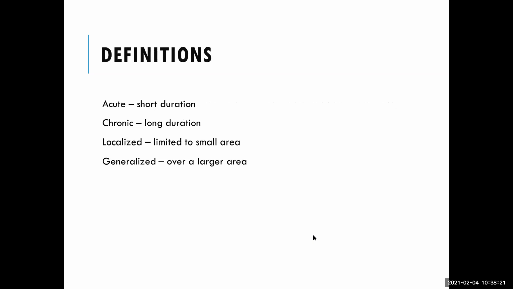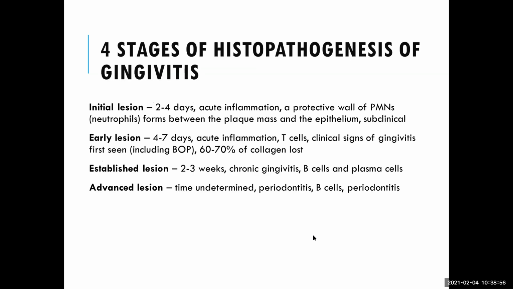So gingivitis can be acute or chronic, localized or generalized. Now we're starting to use words that are coming into your perio assessment, all right? Acute is short duration. Gingivitis is usually chronic, long duration. Is it localized, limited to a small area, or generalized over a large area? For perio and everything we're looking at, it's 30%. If it's 30% or less, it's considered localized. If it's 30% or more, it's generalized. Where is that 30%? That's that gray area.